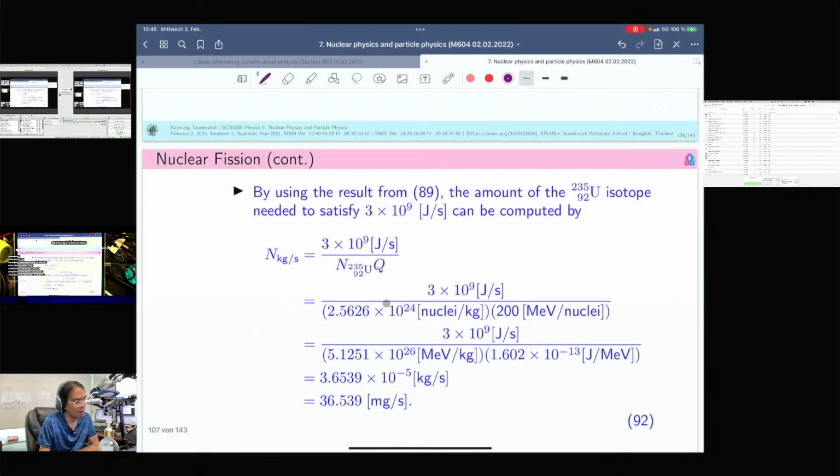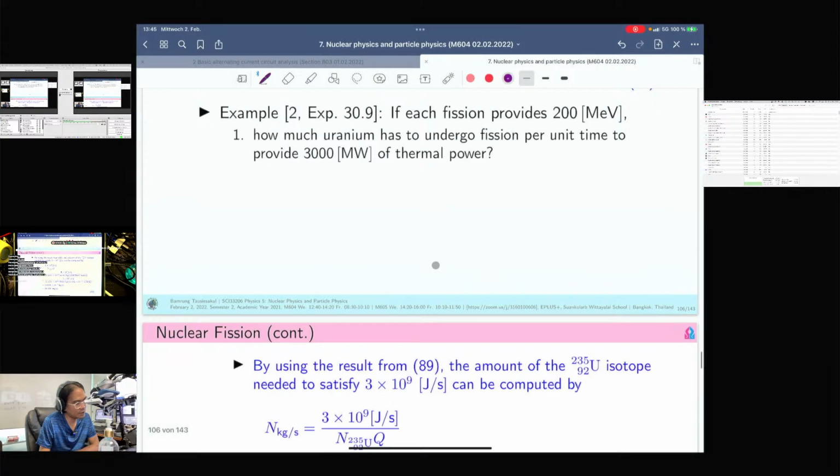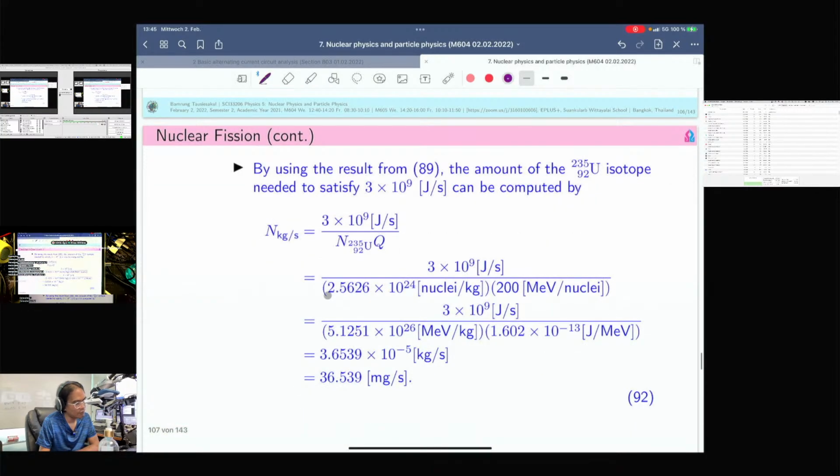Okay, yes, we leave the result of 89, which is 2.56 million photon nuclei per kilogram, and the amount of energy released by a single fission, and we divide by the required amount of energy, and just leave them in the calculator, you will get somehow like 3.6539 times 10 to negative 5 kilogram per second.